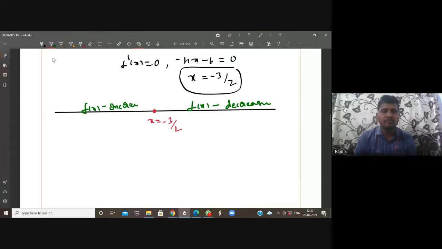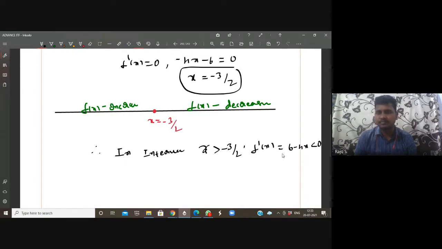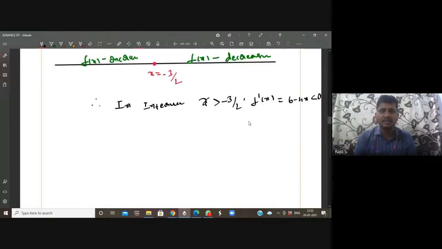Okay, so here, therefore, in the interval x greater than -3/2, what is f dash of x? F dash of x is 6 minus 4x, which is lesser than 0. Take any value more than -3/2, and f dash of x is always lesser than 0.